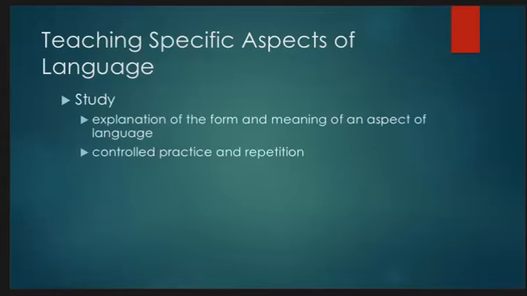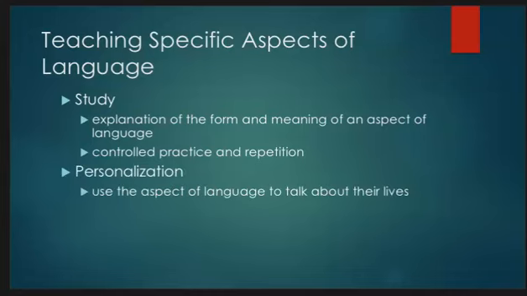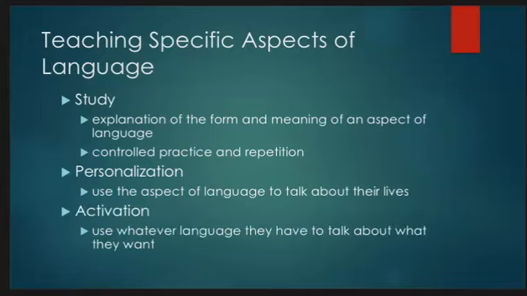In the study aspect of it, there's going to be an explanation of the form and the meaning of an aspect of language, and there's probably going to be some controlled practice and repetition. In personalization, we allow students to use the aspect of language that we're studying to talk about their lives, to personalize it in some way. And then in the activation phase, we hope that they can use whatever language they have to talk about what they want. So that will maybe integrate some of the aspect of the language that we're working on, but we don't limit them in the way we do during that controlled practice.